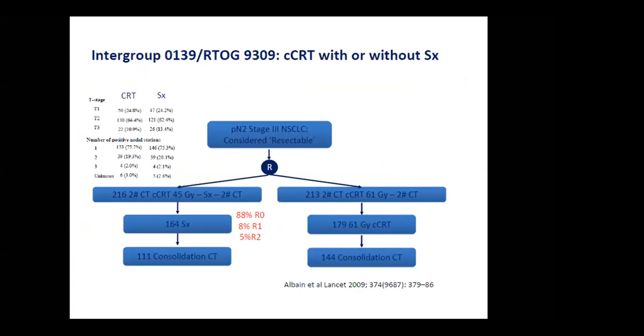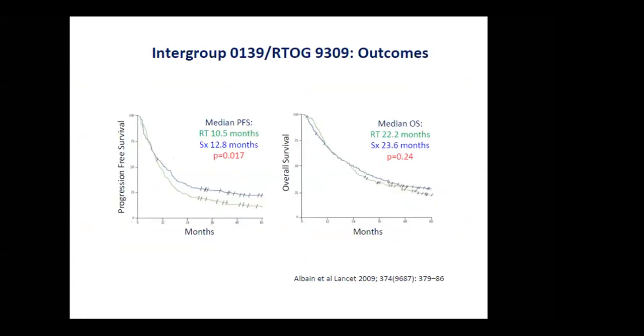And why there is so much debate as to whether surgery should be used or not used in stage 3 lung cancer is based on the trial published quite some time back, a decade ago, by Albain, who randomized patients into concurrent CTRT versus neoadjuvant CRT followed by surgery. What this trial showed was that there is a difference in the progression-free survival with the addition of surgery, but there is no difference in overall survival. And this is the trial that most of them would quote for using CTRT in stage 3 disease.